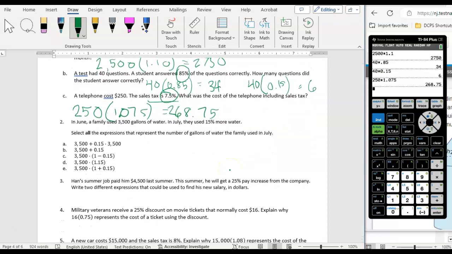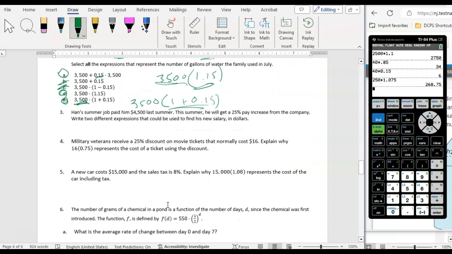In June, a family used 3,500 gallons of water. In July, they used 15% more water. Select all the expressions that represent the number of gallons the family used in July. So this would be 3,500 times 1.15, or 115%. So we can also write that as A, because that's the original amount plus the 15% of 3,500. We cannot write it as B, because that's just adding a decimal to it. We cannot make it be C, because we're not losing here, we're using more. It could be D, because that's if we factor this out, and it could be E. This here shows 3,500 times 1 plus 0.15, which will give you the same amount as this one here.